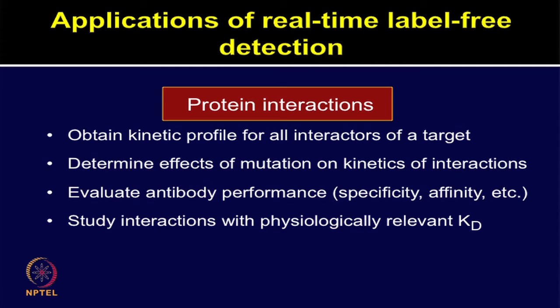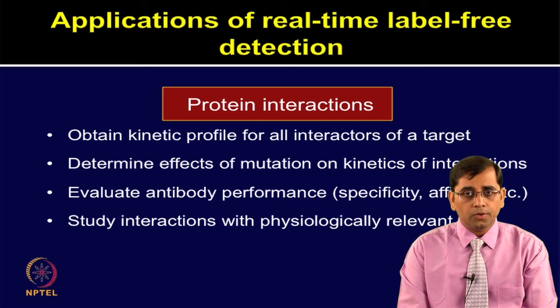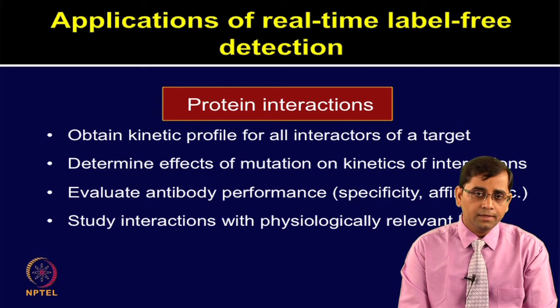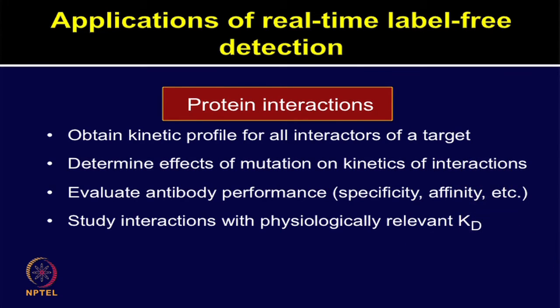Different types of label free methods have been used for evaluation of antibody performance, specificity assays, determination of affinity constants, etc. They are also used for studying interactions to determine the physiologically relevant Kd, the equilibrium dissociation constant. Such binding assays have proven invaluable in the study of biomolecular interactions and are extensively used for protein applications performed during the biological characterization and screening assays.